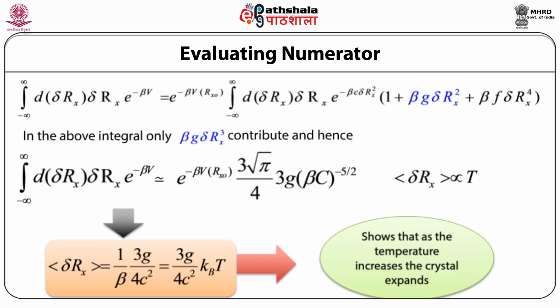d delta Rx into e raised to power minus beta V is approximately equal to e raised to power minus beta V as a function of Rx naught, 3 under root of pi divided by 4 into 3G and brackets beta C raised to power minus 5 by 2. So finally, the average value of delta Rx we get is 3G divided by 4C square kBT.